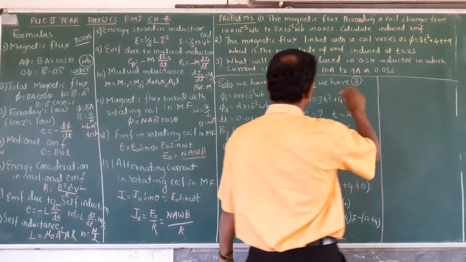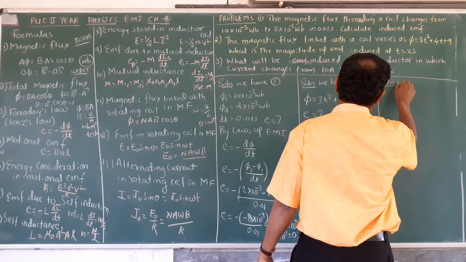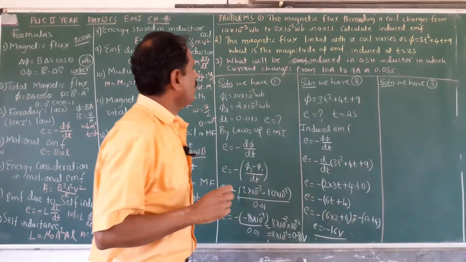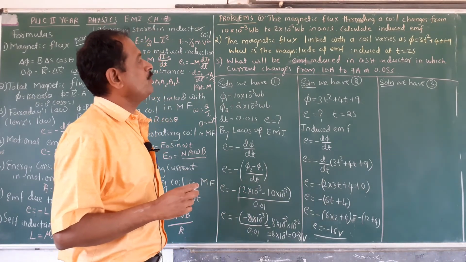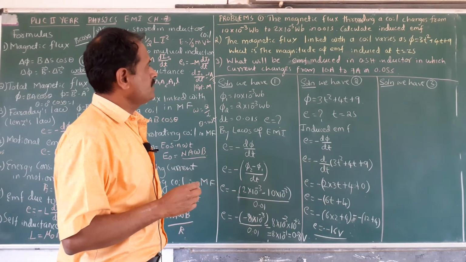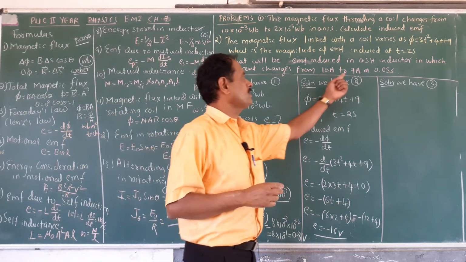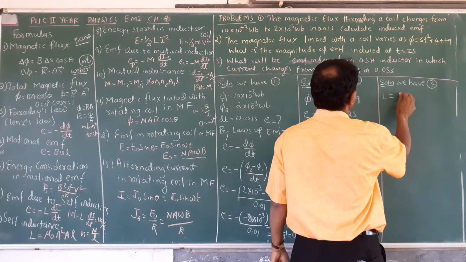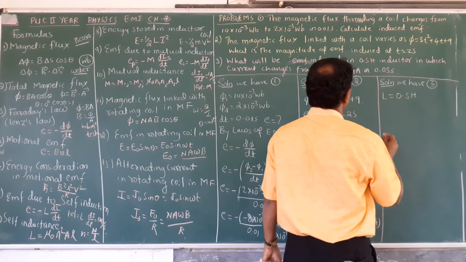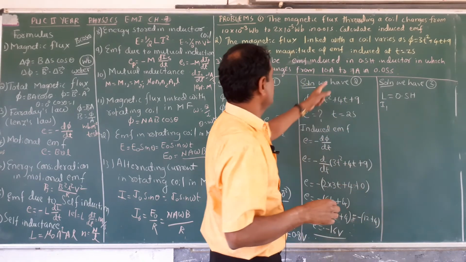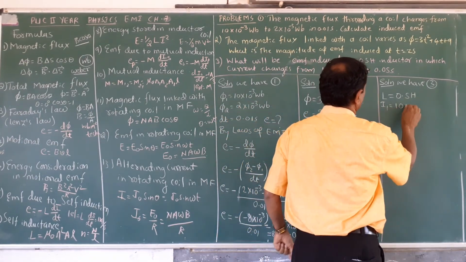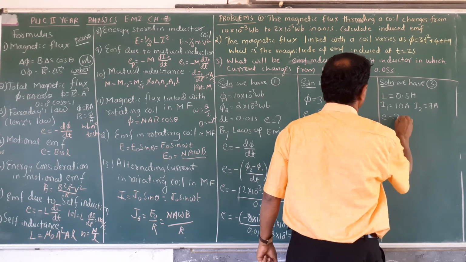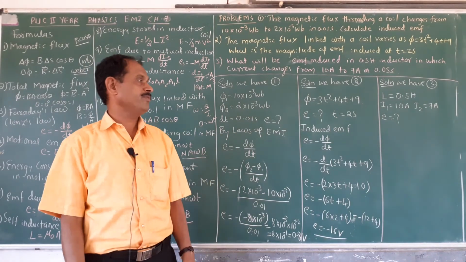Third problem. See here, what are the given values? What will be the EMF induced in a 0.5 Henry inductor in which current changes from 10 ampere to 7 ampere? The inductor coil is based on self-inductance. L is equal to 0.5, the initial current is 10 ampere, the final current is 7 ampere. What you have to find out is the EMF.